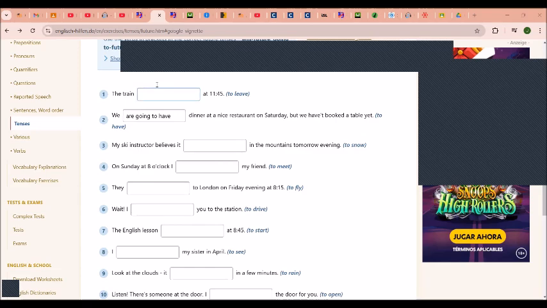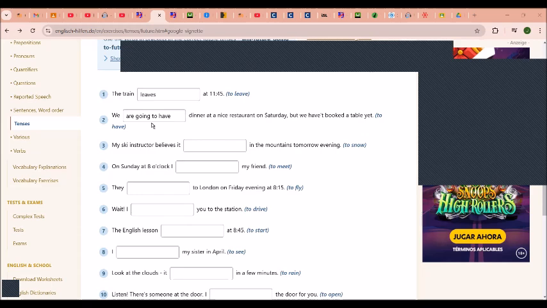The train are going to leave. All right. If we were going to use the verb to be for the train, it has to be is. One train, it. But remember, this is on a timetable. So it is present simple. The train leaves. Repeat. The train leaves at 11:45. Good.